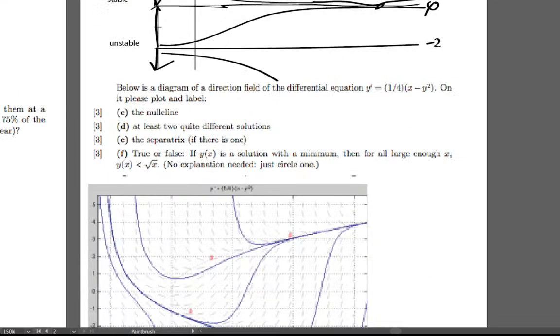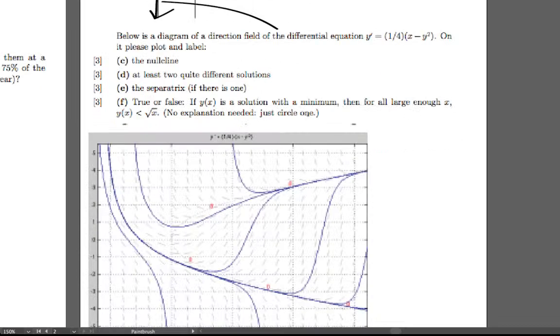Okay, below is the diagram of the differential equation y prime is 1 over 4 x minus y squared. On it, please plot and label. So in here we need to figure out where the nullcline would be, where y prime would be 0. When you solve this, it would be y squared minus x equals 0, which should be something like this. There you go. This thing here is the nullcline.